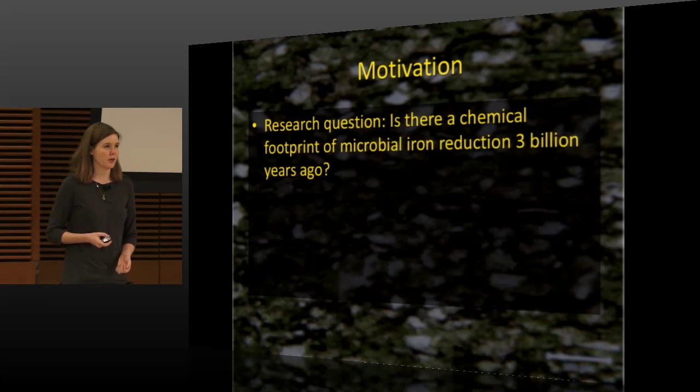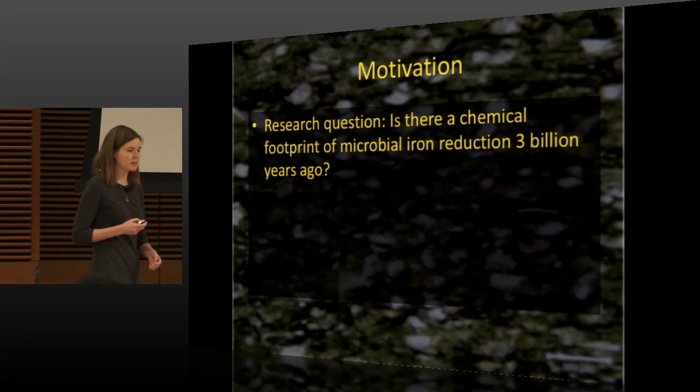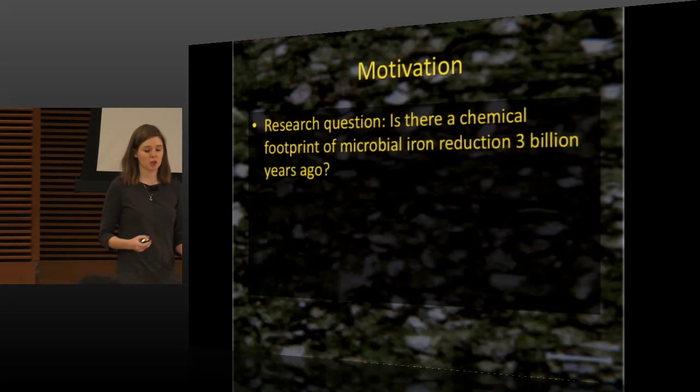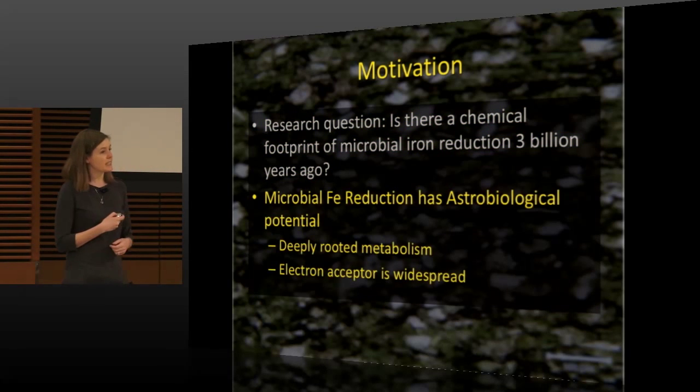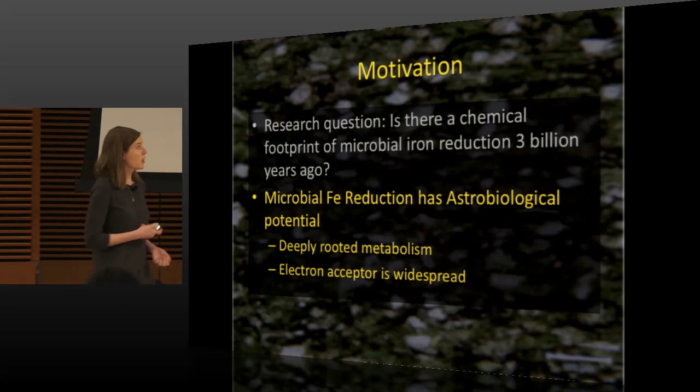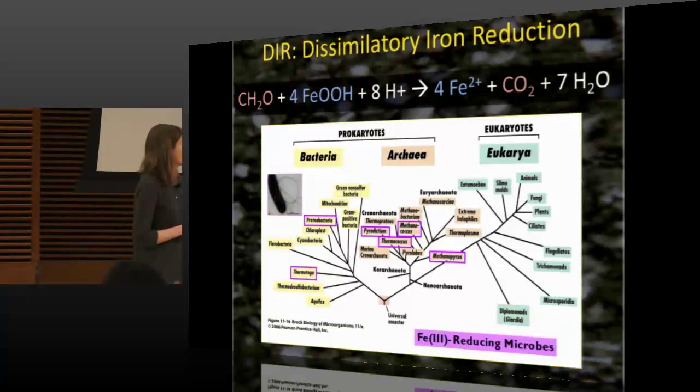So the question driving my research is, was there a chemical footprint of dissimilatory iron reduction 3 billion years ago? And I ask this question because dissimilatory iron reduction has great astrobiological potential. Its electron acceptor, iron, is widespread in the solar system, and this metabolism is deeply rooted in the tree of life.